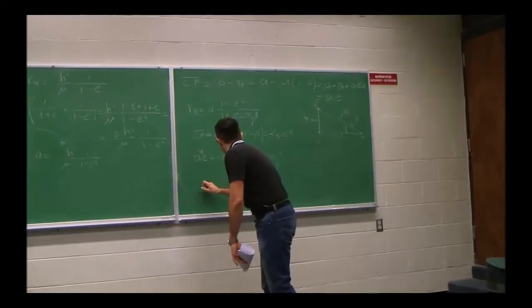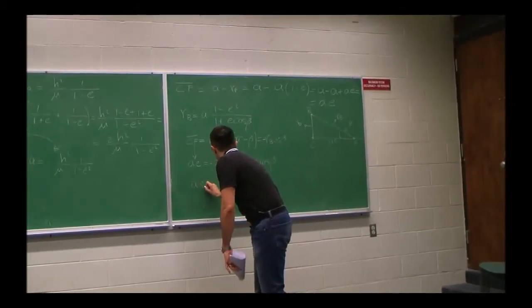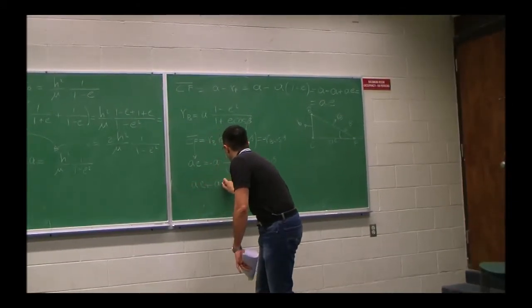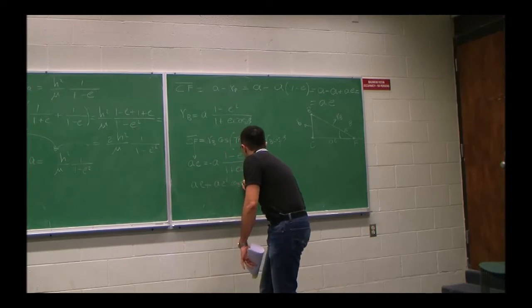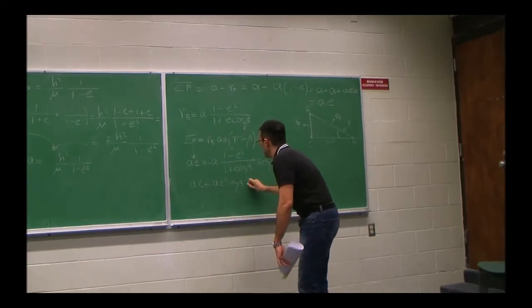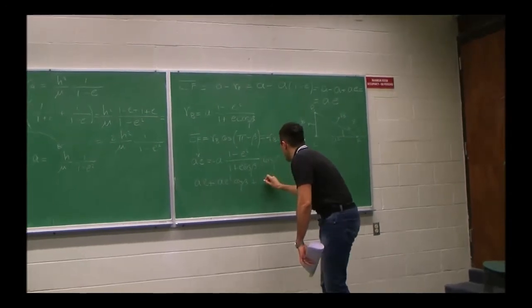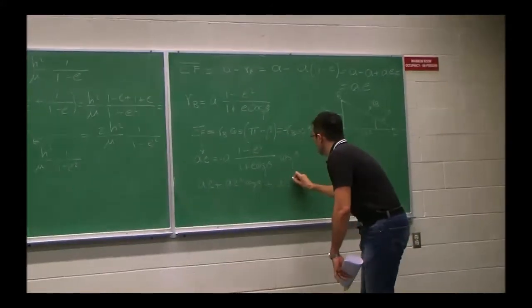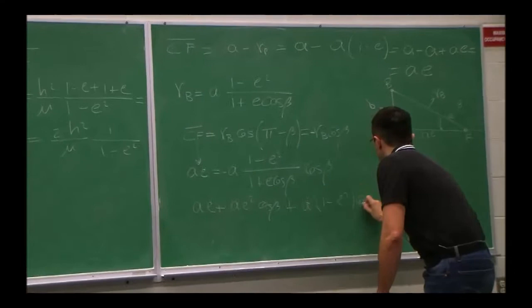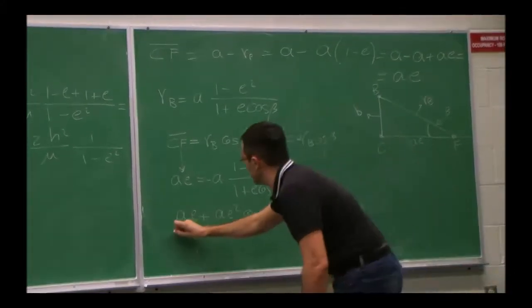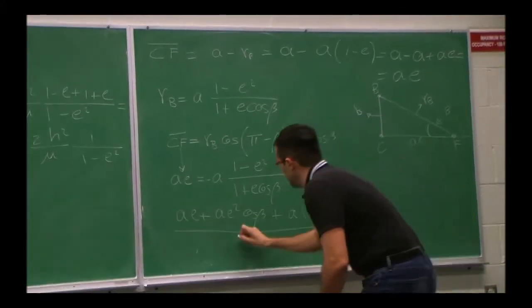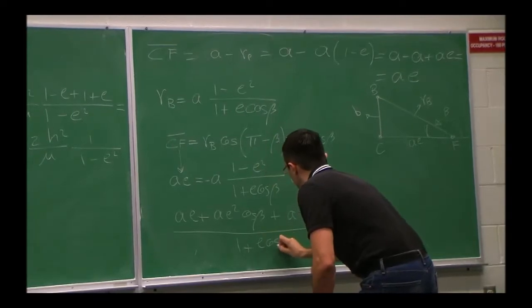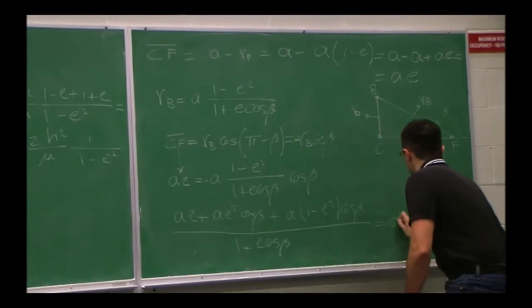So let's see, what do I have? AE plus AE squared cosine of beta plus A 1 minus E squared cosine of beta. I brought everything on the left-hand side, divided by this, we don't really care, is equal to 0.